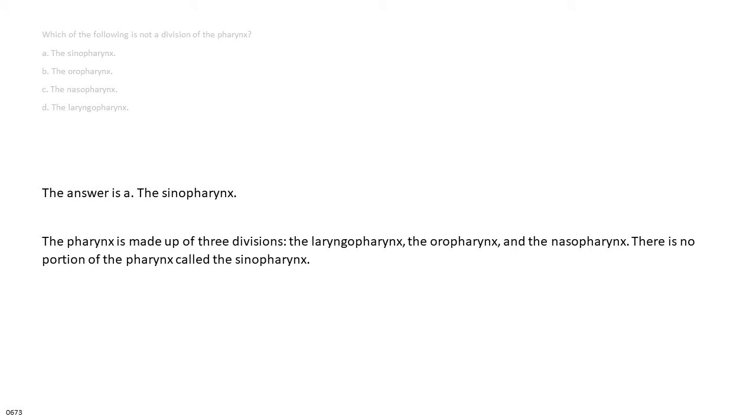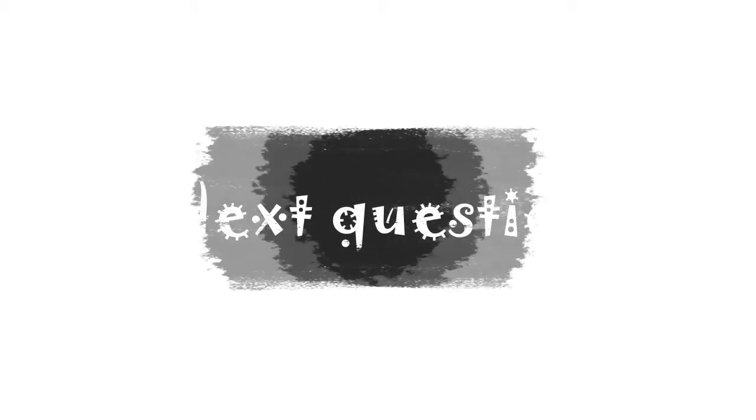The pharynx is made up of three divisions: the laryngopharynx, the oropharynx, and the nasopharynx. There is no portion of the pharynx called the sonopharynx.